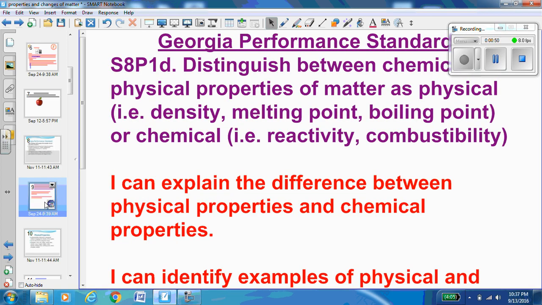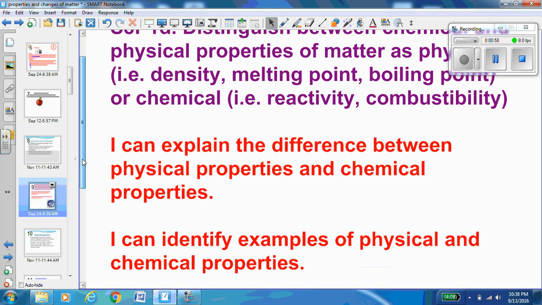Go ahead and write these learning targets in your notebook on your student-friendly standard sheet, which should be located on page 4 of your notebook. Let's look at these learning targets that we're going to be examining in this particular video lesson. I can explain the difference between physical properties and chemical properties. I can identify examples of physical and chemical properties. So by the end of this video lesson, hopefully we will be closer to mastering these two learning targets.